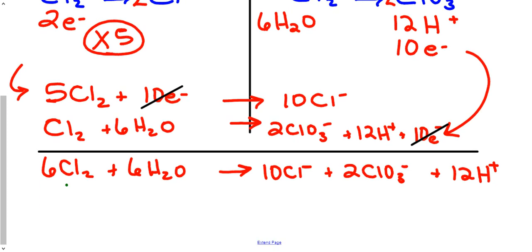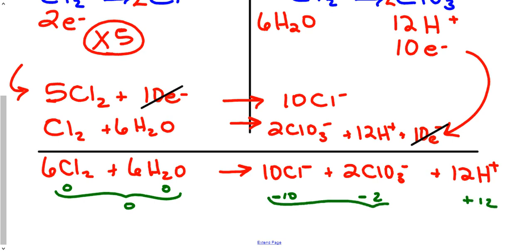On the diatomic chlorine, we have a charge of 0. The water has a charge of 0. So we're at 0 charge before the reaction. On the after side, 10 minus 1s is minus 10. 2 minus 1s is minus 2. And 12 sets of plus 1 is plus 12. And this adds up to 0 charge after. This is balanced correctly, but it's balanced in acid.